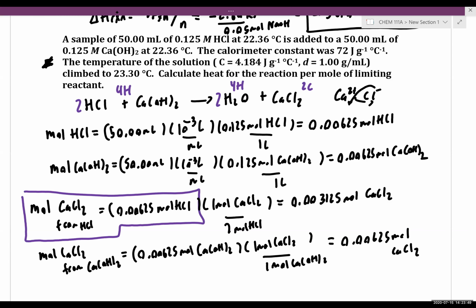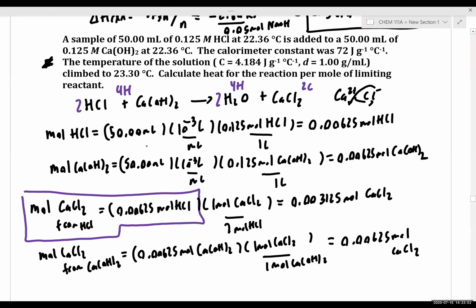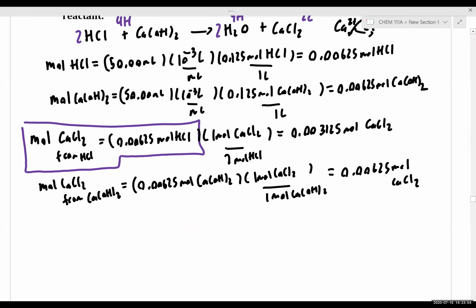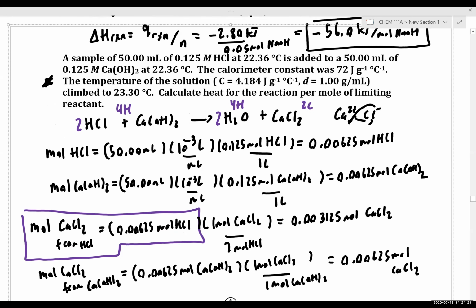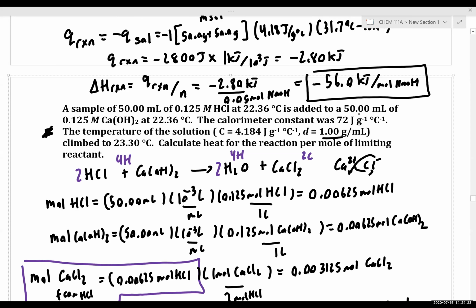So continuing on with this idea, next we're going to calculate the heat of reaction. We know that the mass of our solution is equal to the mass of the hydrochloric acid solution plus the mass of the calcium hydroxide solution, which gives us 50.0 grams plus 50.0 grams, which gives us 100.0 grams. Again, our density is 1 gram per mL, so we can convert our volumes directly to grams.